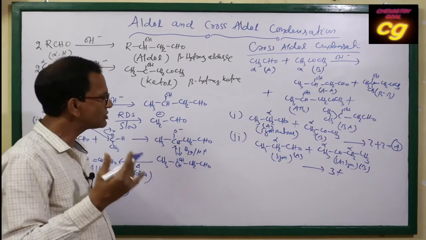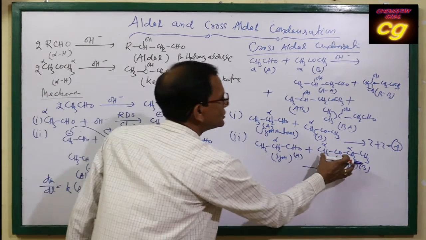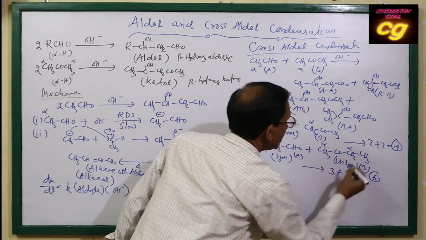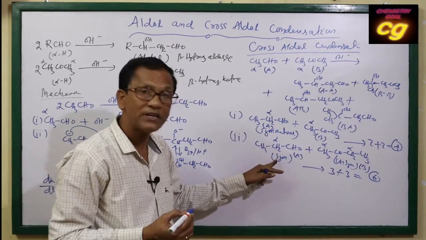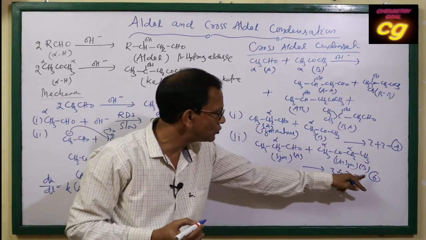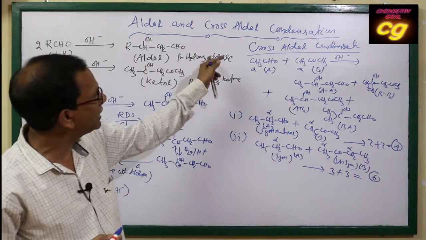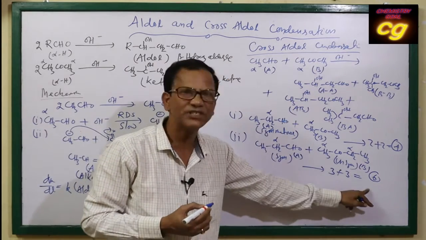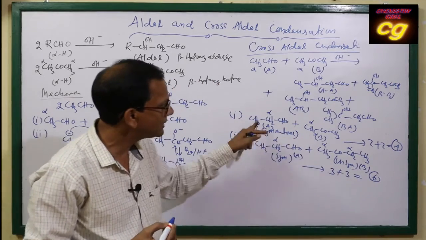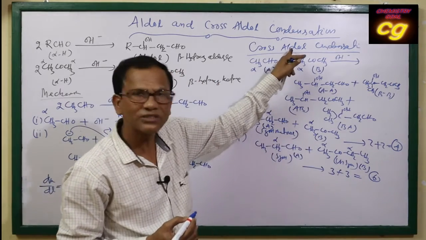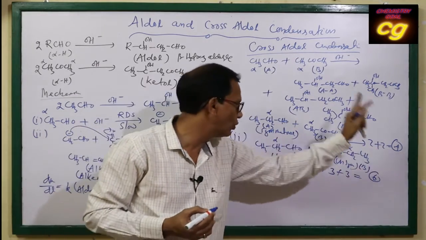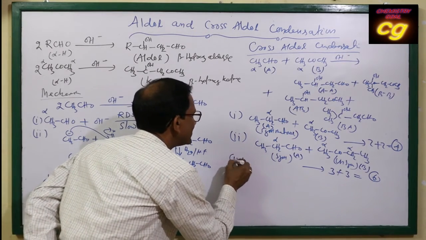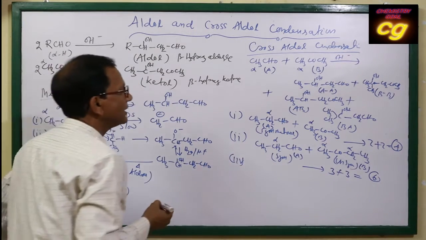Cross aldol condensation will be 3, because this is your 2, this is also 1. So this is also 3. Result is 6. That means if one is symmetrical and another is unsymmetrical, the total cross aldol condensation product will be 6. When both are symmetrical, the total cross aldol condensation product will be 4. That is the third case, if both are unsymmetrical.